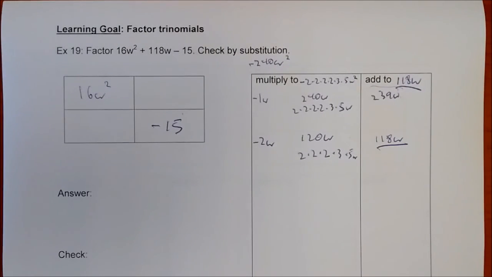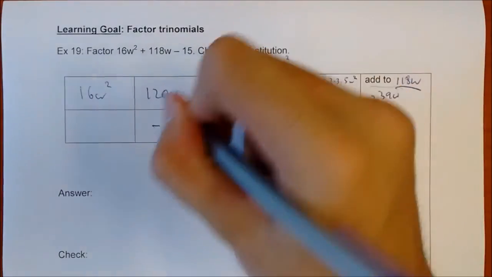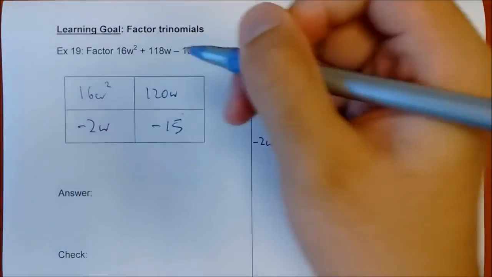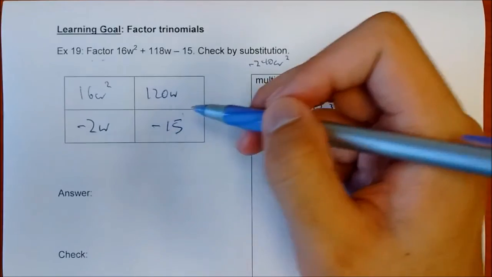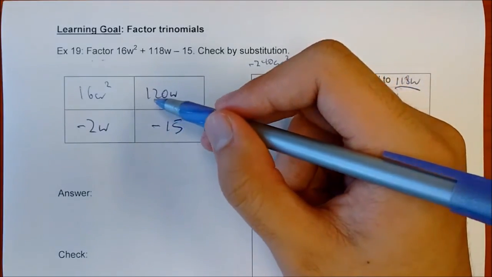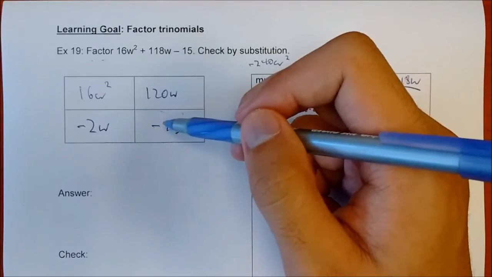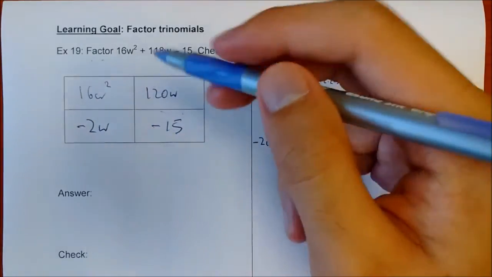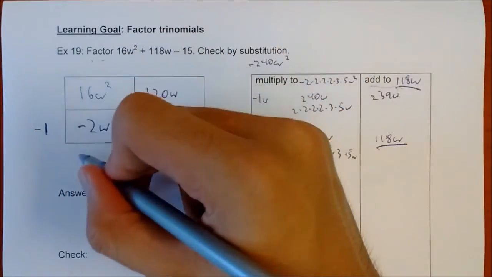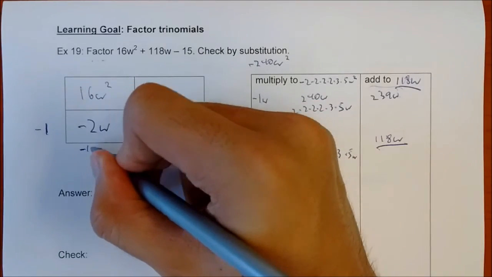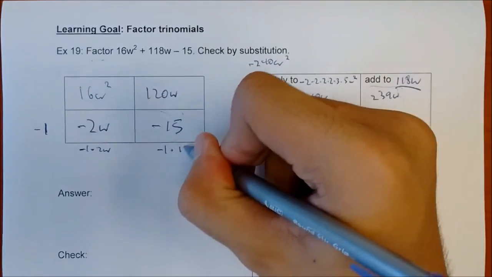So we can go ahead and put them inside our area model. We're going to put the 120w here and our negative 2w here. Now, in order to successfully factor, we have to look for greatest common factors. First off, I'm just going to look at this bottom row here. At first glance, these may seem to be relatively prime, but we can actually factor out a negative 1 here. Just for future reference, negative 2w is equal to negative 1 times 2w, and negative 15 is equal to negative 1 times 15.